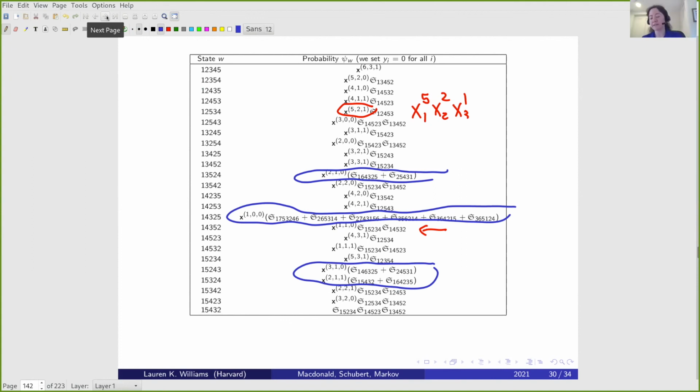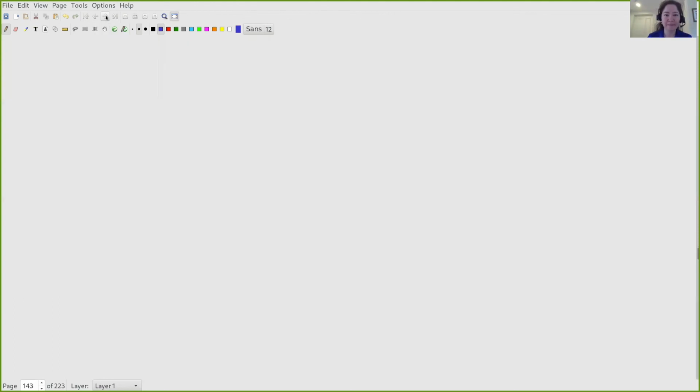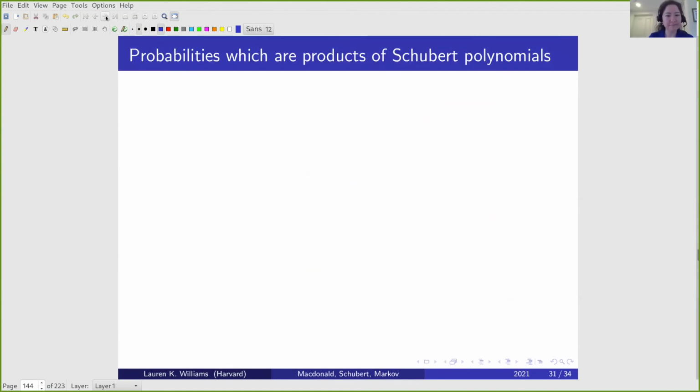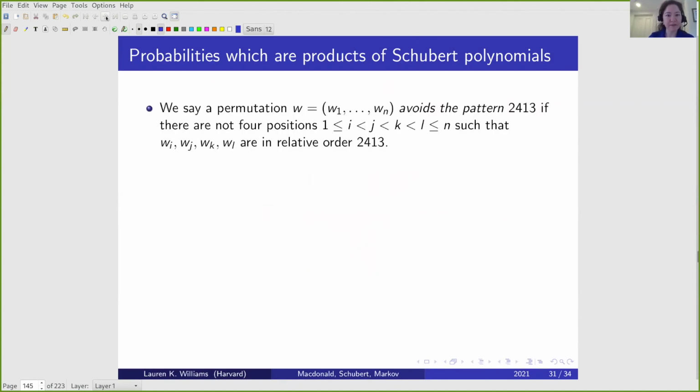But even those that look different seem to have the pleasant property that they're positive sums of Schubert polynomials. The probabilities seem to have nice expressions in terms of Schubert polynomials and are often products. So I can say something about those that are products of Schubert polynomials. I just need to make another definition.